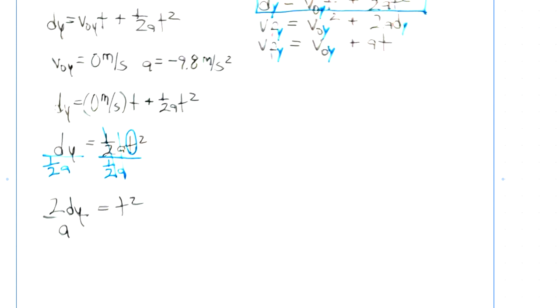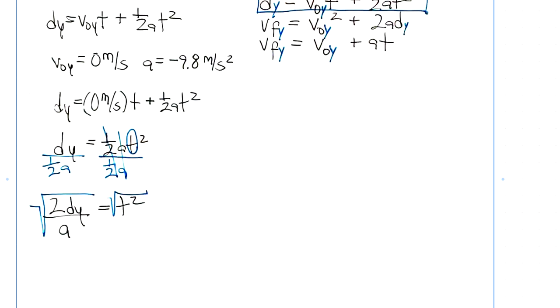Instead of keeping it as displacement in the y over 1/2 times acceleration, because we're dividing by 1/2, that's equivalent to multiplying times 2. So we use the reciprocal in order to get the 1/2 from the denominator into a 2 in the numerator. This equation turns into t squared is equal to 2 displacement in the y over acceleration.